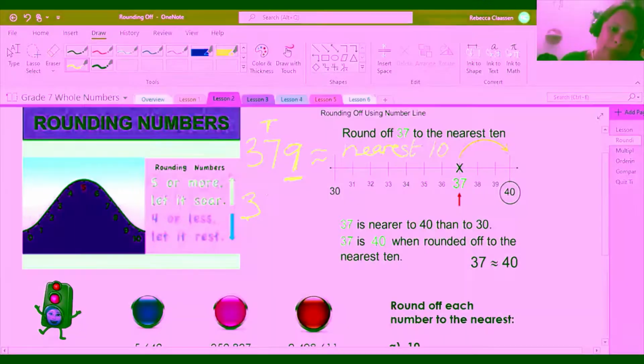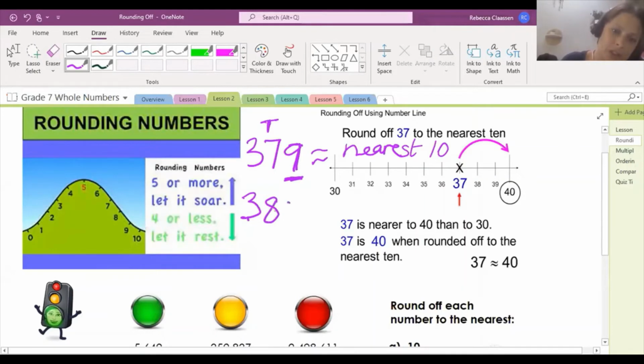380. Okay, I want my number to end in a 0 if I'm rounding it off. Excellent. Okay. Now what happens if I'm rounding it off to the nearest 100? So what happens if I want to round it off to the nearest 100? Am I going to look at the same digit? No, I'm going to have to look at which one?